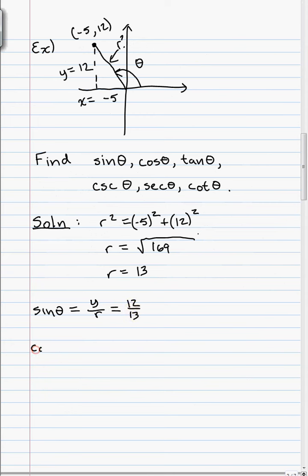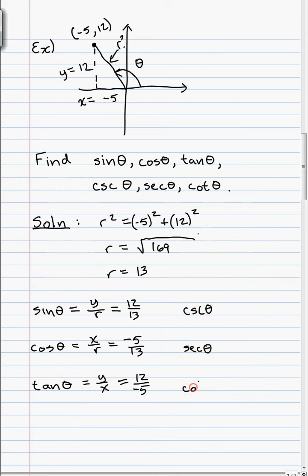Cosine of theta is x over r. So in this case, x is negative 5, r is 13. Tangent of theta is y over x. In this case, y is 12, x is negative 5. All right, our remaining ones, cosecant, secant, and cotangent, are just going to flip each one of these over.